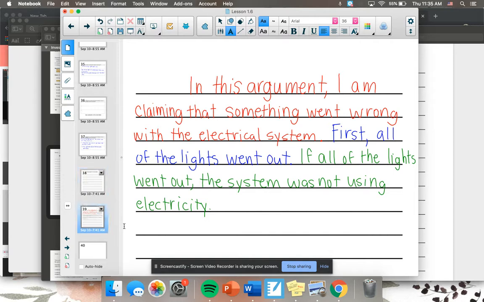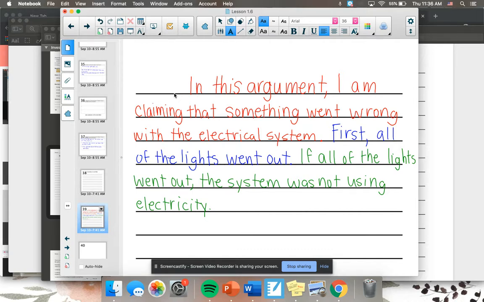This is what it'll kind of sound like when it's put together. So I make sure they indent. In this argument, I'm claiming that something went wrong with the electrical system. First of all, the lights went out. If all of the lights went out, the system was not using electricity. That's the first 3 sentences of their argument. They would still have about 4 or 5 more to write down, and it would make for a good argument.